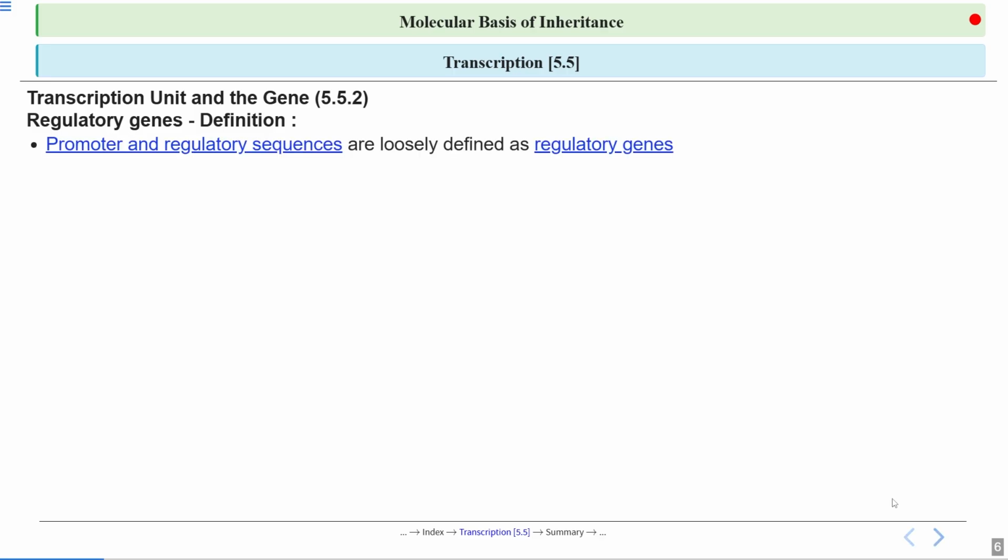Before that, let's understand what regulatory genes are. The promoter and regulatory sequences are loosely defined as regulatory genes. So the DNA sequence which we say is a promoter, the sequence of promoter and any regulatory sequence, we are saying that this is a gene.